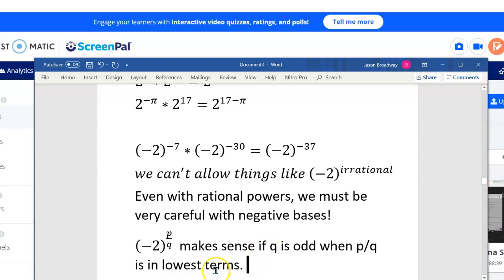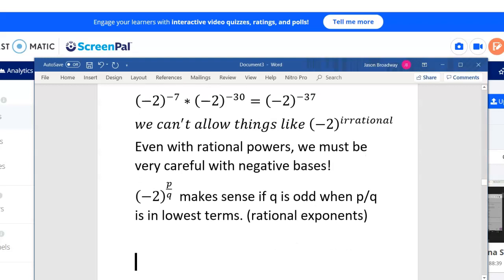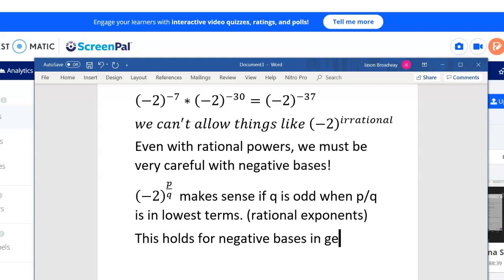This is for rational exponents, and this holds for negative bases in general. So if P over Q is in lowest terms and Q is odd, then you're fine. This will make sense. You can push it on through, and you can do the usual stuff with it.